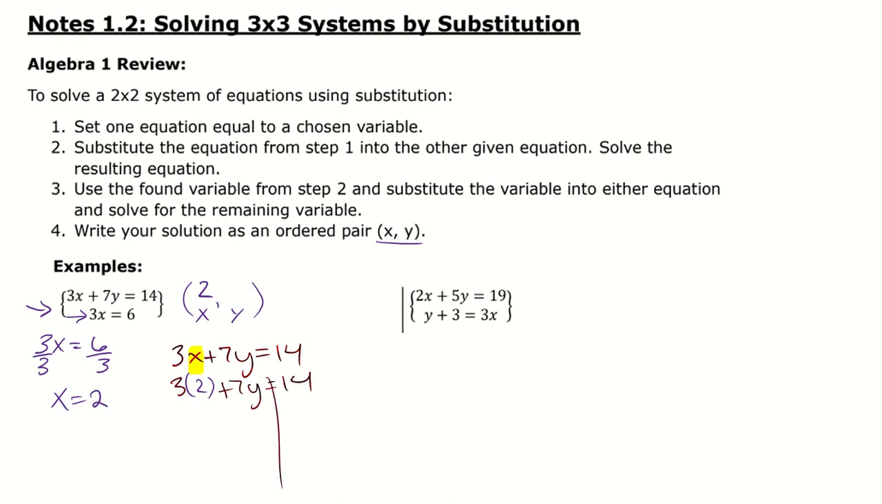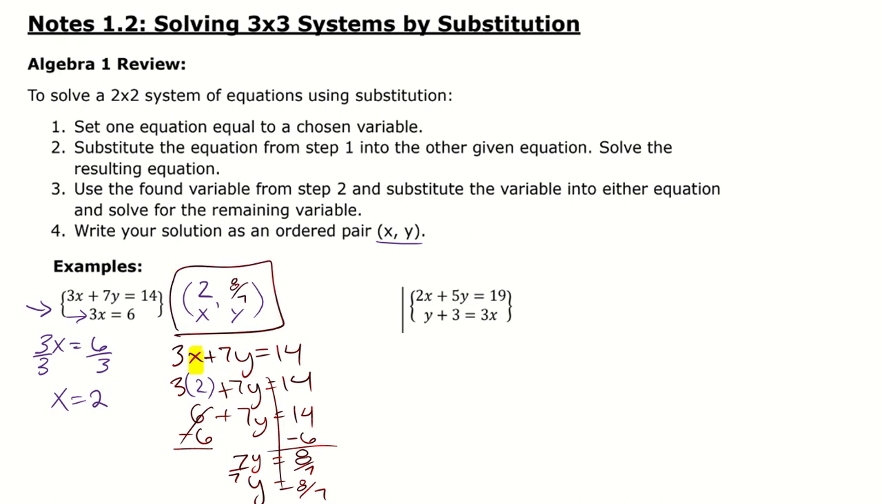So we're going to write 3 parentheses 2 plus 7y equals 14. And now we solve for y. So 3 times 2 is 6. And to get rid of the 6, we're going to subtract 6. Now we have 7y equals 8. And then we want to divide by 7. 8 divided by 7 is not a whole number, so we want to keep it as a fraction for now. So 8 over 7 is your y value.